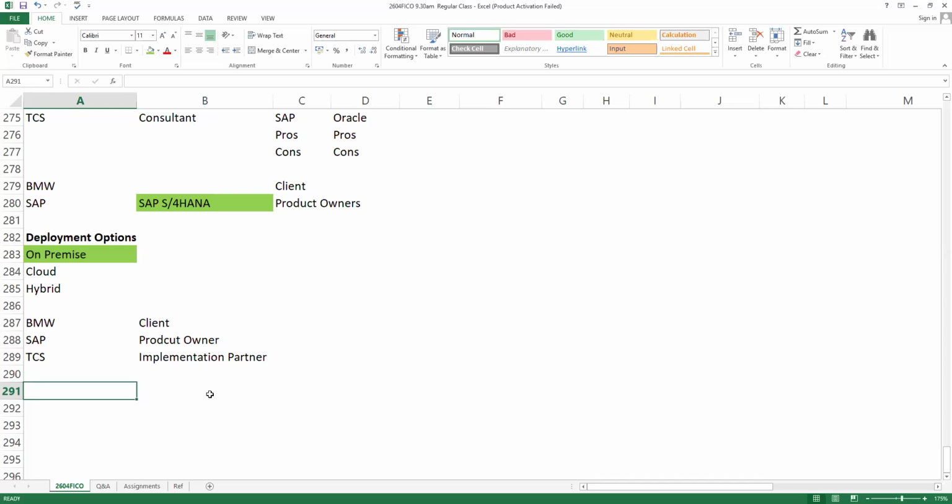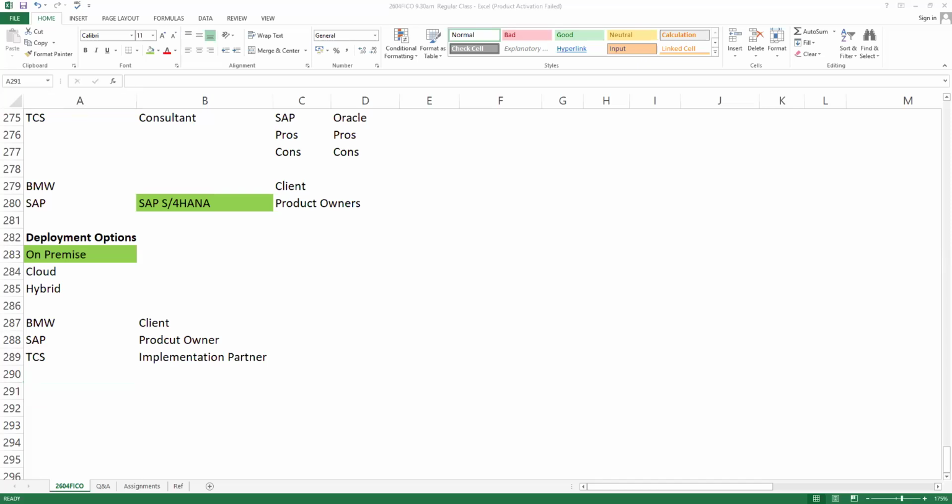Here the three parties are there. The first party is the client, the second party is the product owner, and the third party is the implementation partner. Clear? Is the scenario clear till here? Any questions? Can anyone confirm, please? Any questions? No.